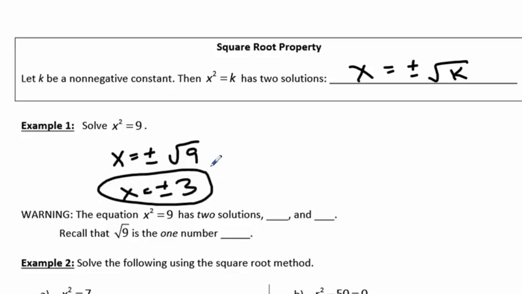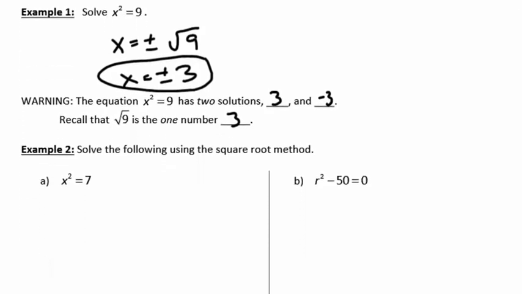Now I just want to talk for a moment about the square root symbol. The equation x squared equals 9 has two solutions, positive 3 and negative 3. The square root of 9 itself is the one number 3. That's why I have to really make sure that the act of taking the square root is the act that creates the positive and the negative here. If you just write the square root of 9, that only represents one number. So it's the plus and minus in front of the square root that complete my answer here.